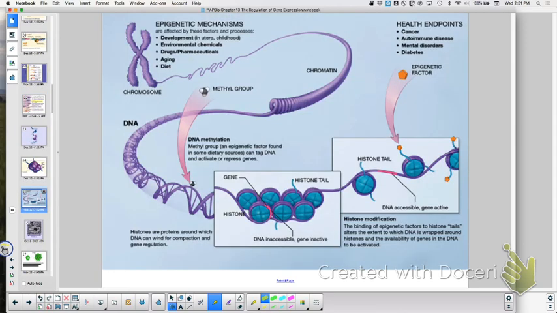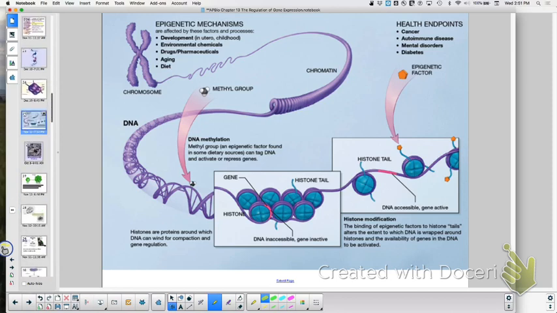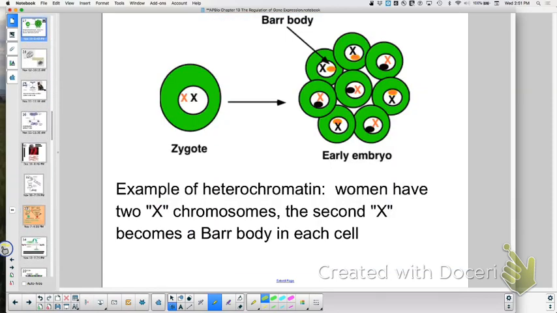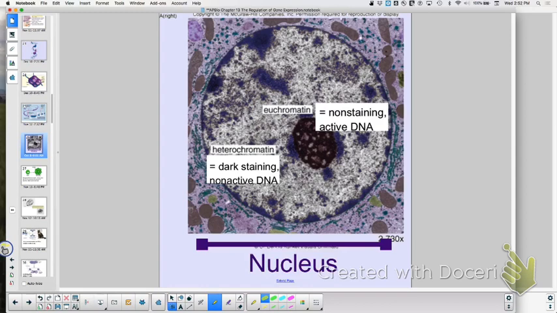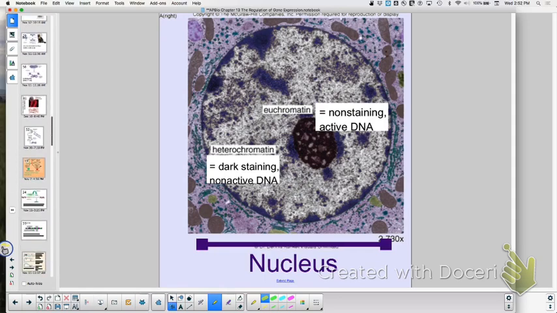Things like epigenetic inheritance: what's methylated, what's not methylated, how our environment can influence what DNA is unwound. We looked at the Barr body as an example of that. We looked at lampbrush chromosomes as evidence of genes that are actively getting transcribed. Also, we looked at heterochromatin versus euchromatin. If it's heterochromatin, you know it's put away and it's not getting transcribed. It's staining darkly. If it's euchromatin, it's light, it's not staining well, and that's probably because it's getting transcribed. Okay? And that can change within the day, within the week, within the month.